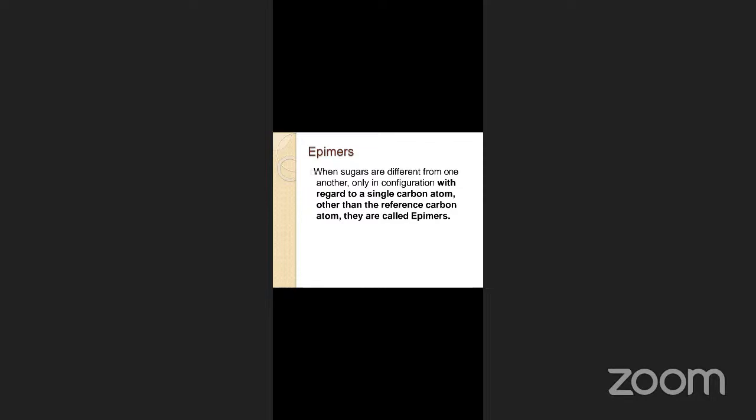Epimers are sugars that differ from one another, other than at the reference carbon, at one carbon which is penultimate to that.